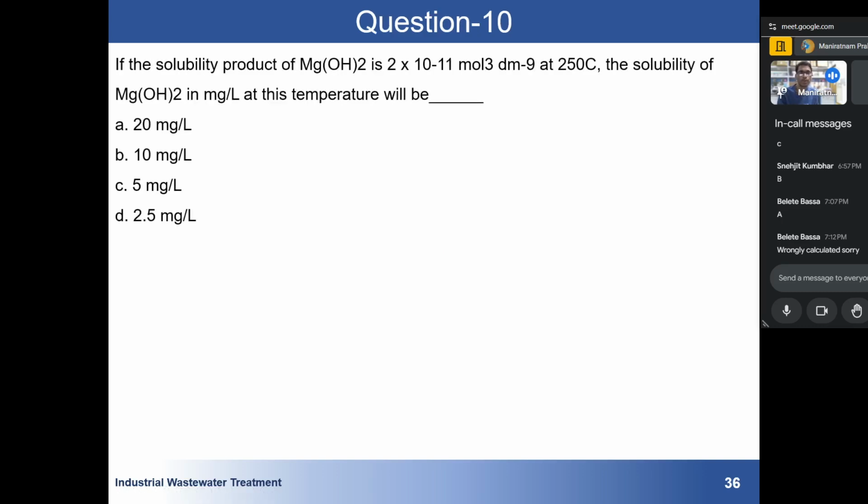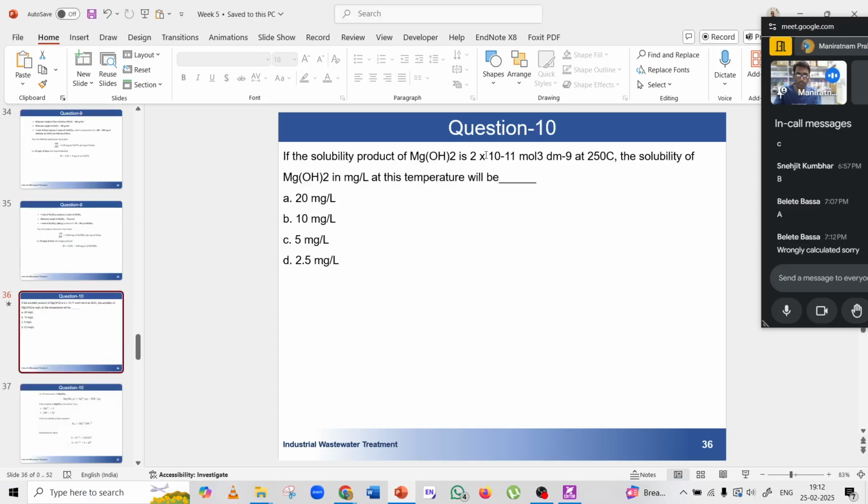The solubility product of magnesium hydroxide is 2 into 10 to the power minus 11 mole cubed per dm to the power minus 9 at 25 degrees Celsius. Let me just rewrite it. Okay, now.